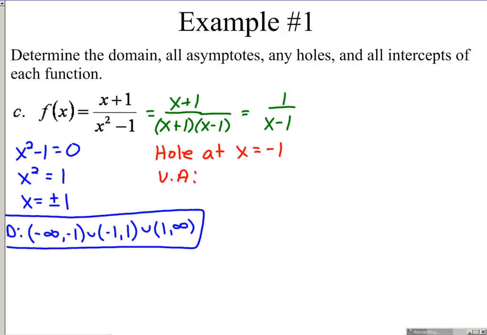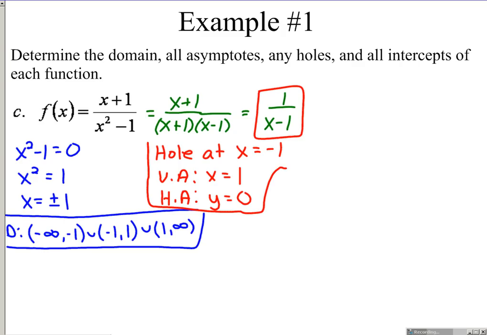Vertical asymptote. Now we take our simplified expression right here, set the denominator equal to 0, and we also have a vertical asymptote at x equals +1. Horizontal asymptote is going to be at y equals 0 because the numerator is of less degree than the denominator.